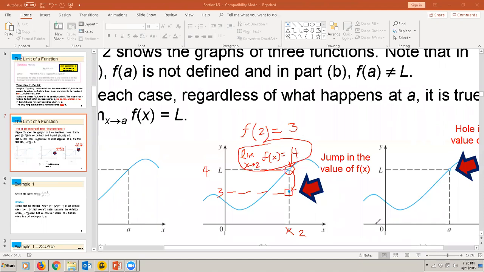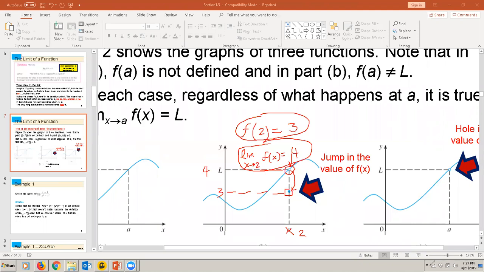So in this middle graph, f of 2 is defined. It happens to be the value 3, but notice that plays no role in determining what the limit is, because again, the limit does not involve x equal to 2. It only involves x getting closer and closer to 2.